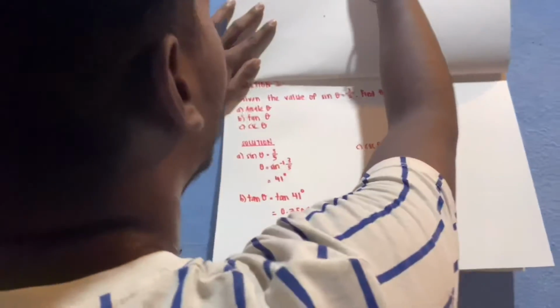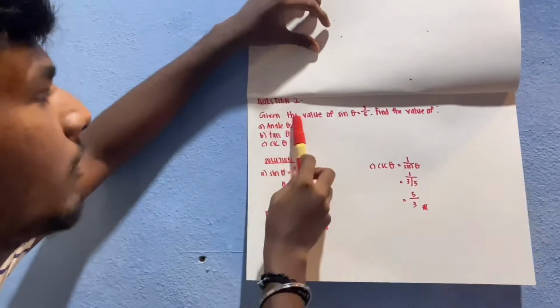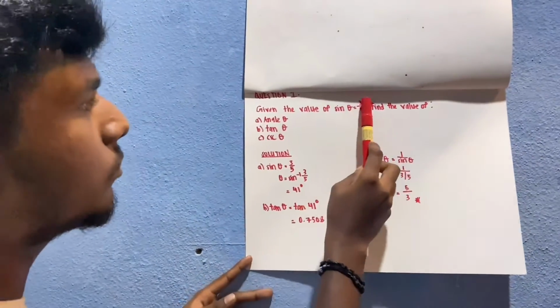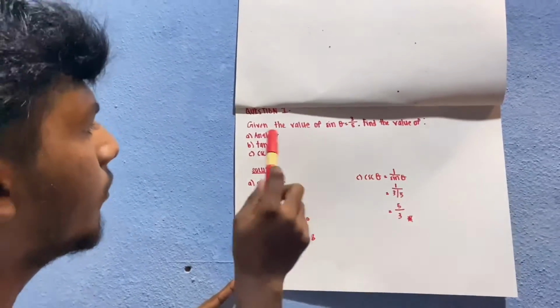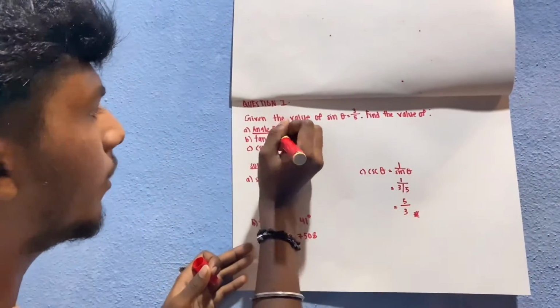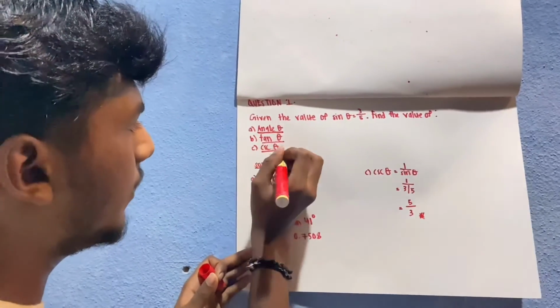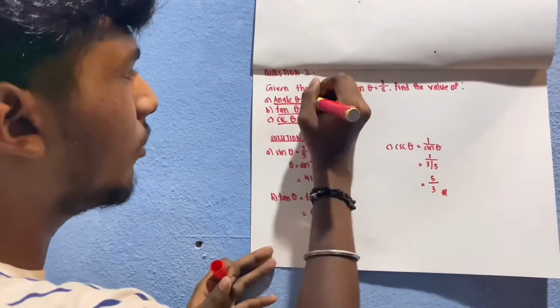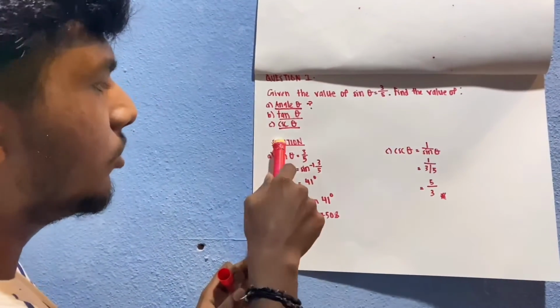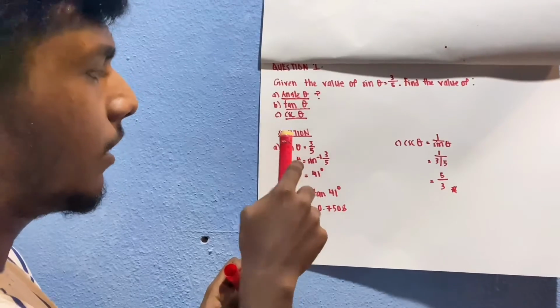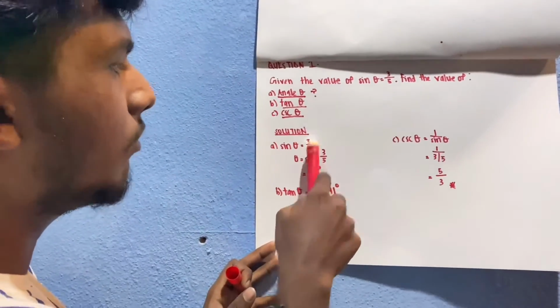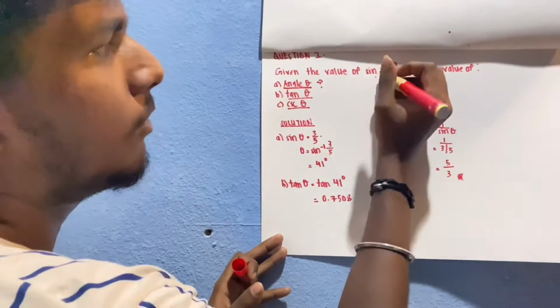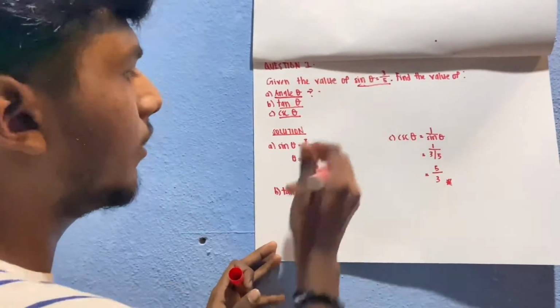For example, the first question. The question gives the value of sin theta equals 3 over 5. Find the angle theta, tan theta and CSC theta. For this, first we want to find the angle. The solution is we use the formula sin theta equals 3 over 5. This 3 over 5 is from the question. From this we can find our angle.